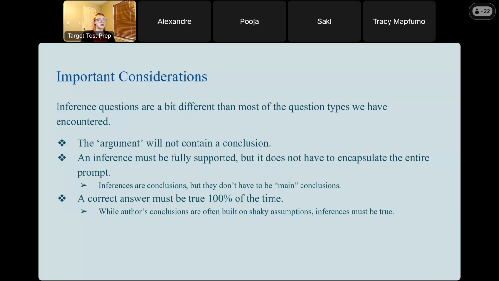And unlike a lot of authors' conclusions, an inference must be true 100% of the time, whereas, as we all know, oftentimes author conclusions are a bit of a stretch. So those are some of the differences, the main one being that it must always be supported, and it might be based on the tiniest part of the passage. So don't get too bogged down in an inference having to summarize multiple premises.